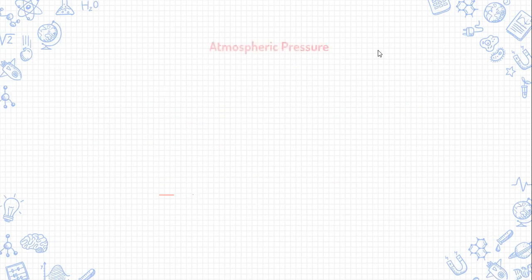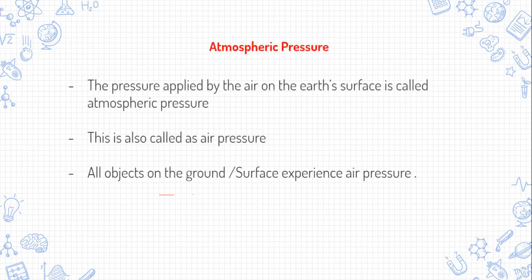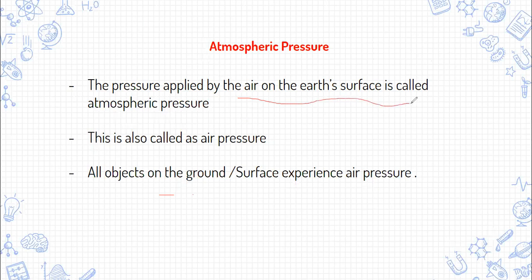Now, what is atmospheric pressure? Simple, once you know atmosphere. The pressure applied by the air on the Earth's surface is called atmospheric pressure. So this air that is there on the Earth, do you think it just stays like that in the air, that it doesn't do anything? No, it applies some pressure on all the objects on the ground.